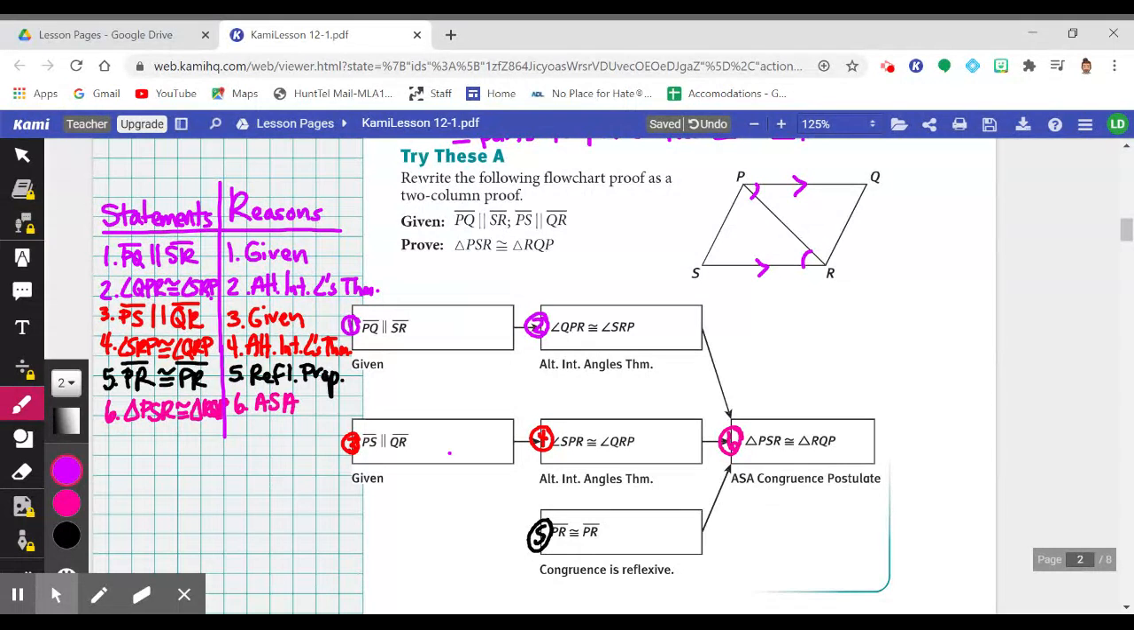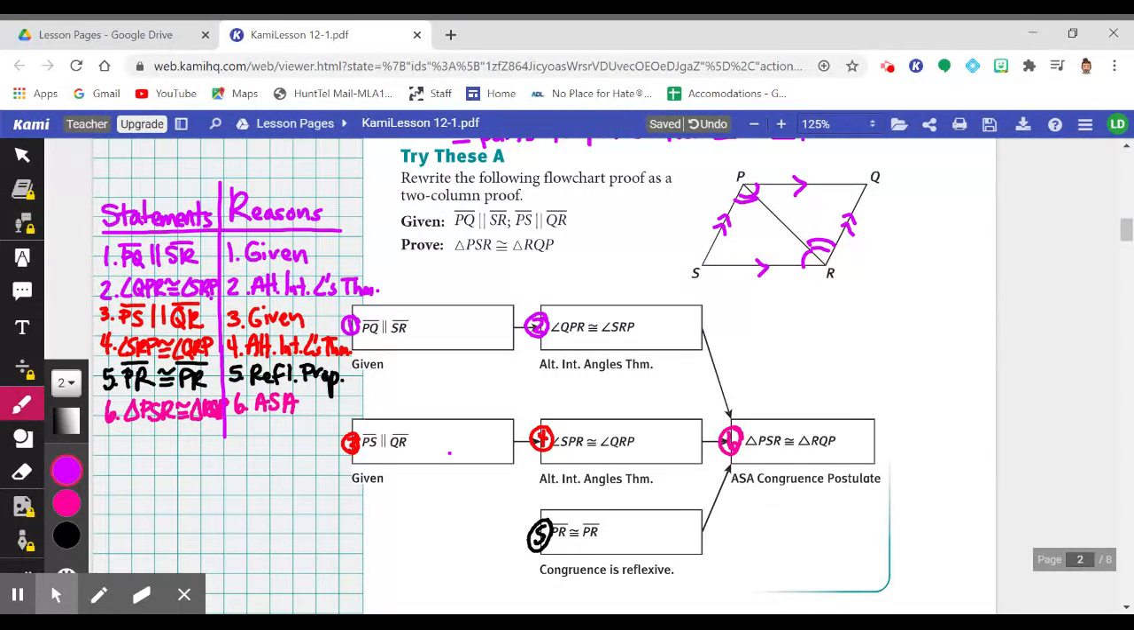Statement 3, we saw something very similar. The second given was that PS, this other side, is parallel to QR. And because of that information, it leads us to believe that angle SPR is congruent to angle QRP for the very same reason. Now you've got to tilt your head a little bit, but if you look at this line and this line as the parallel sides, PR is still that transversal, but this angle and this angle are alternate interior angles. And we learned a theorem way back when that alternate interior angles are congruent if the sides are parallel.